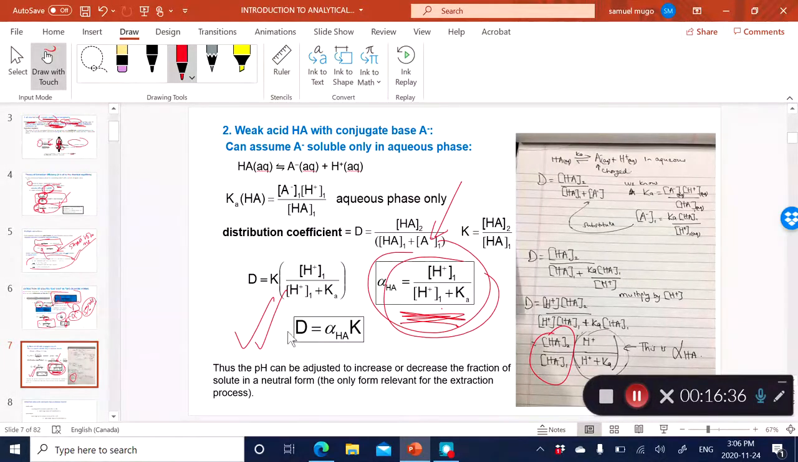So hopefully it's clear the relationship between the distribution coefficient D and the proportionality constant, which is, as I've said, really the 5% rule. The fraction of HA that is present in that form divided by the formal concentration, which is a combination of HA plus A minus, the other form that is present.